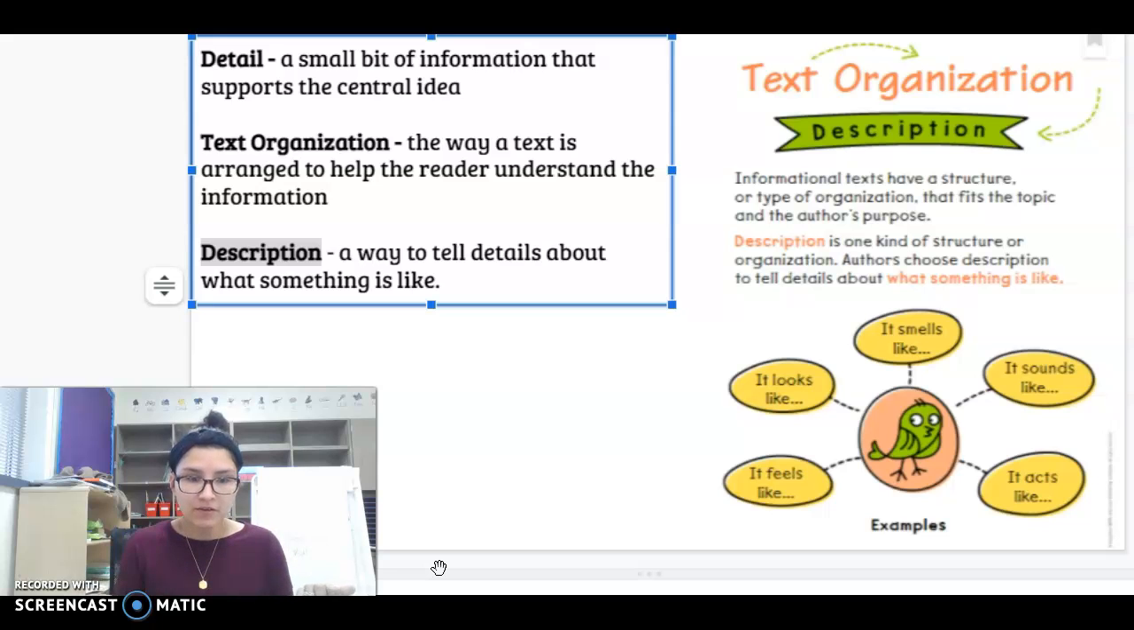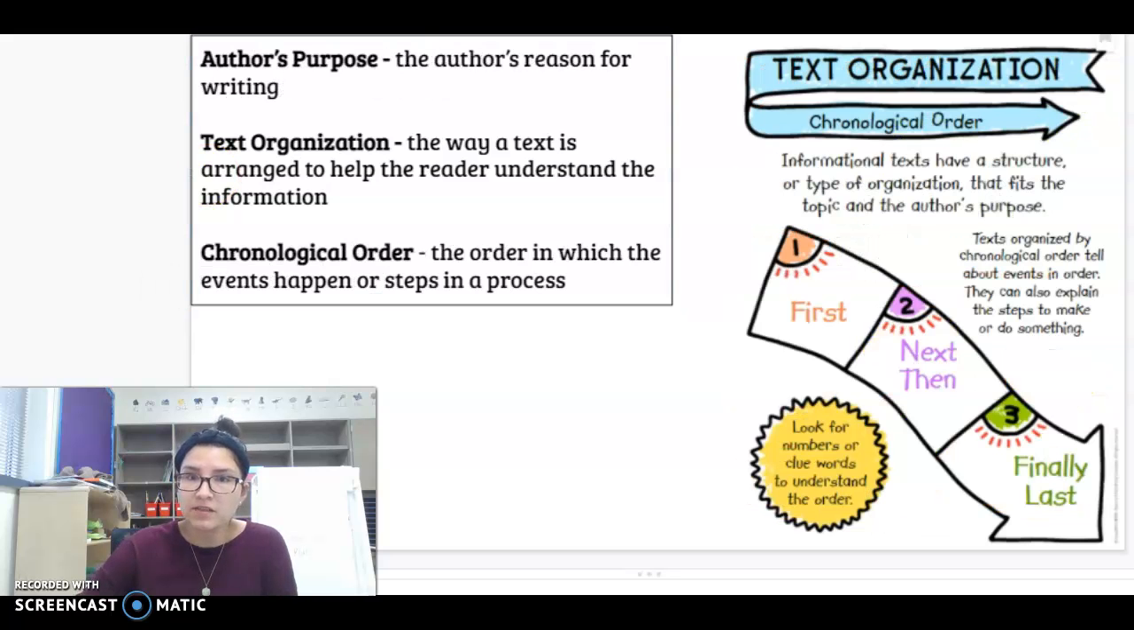Cold. It's how it feels, okay? So that's text organization. One more time. The author sometimes chooses different ways to write a story. Sometimes they do it where they want you to focus on the beginning, middle, end, or first, next, then last.